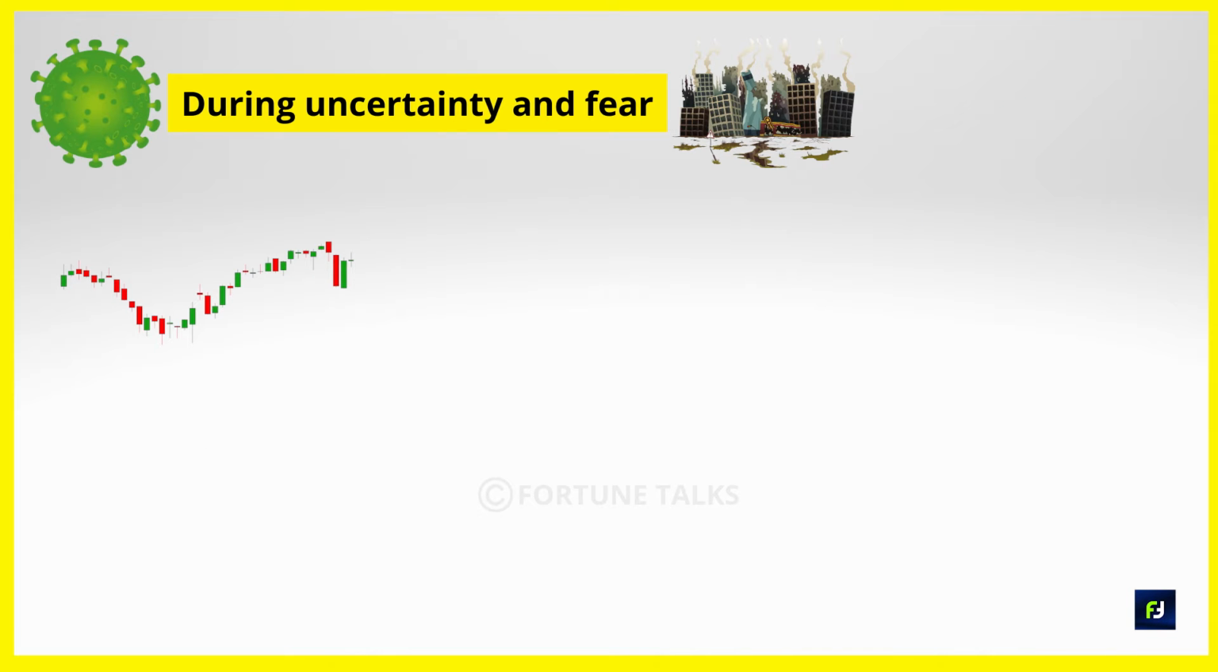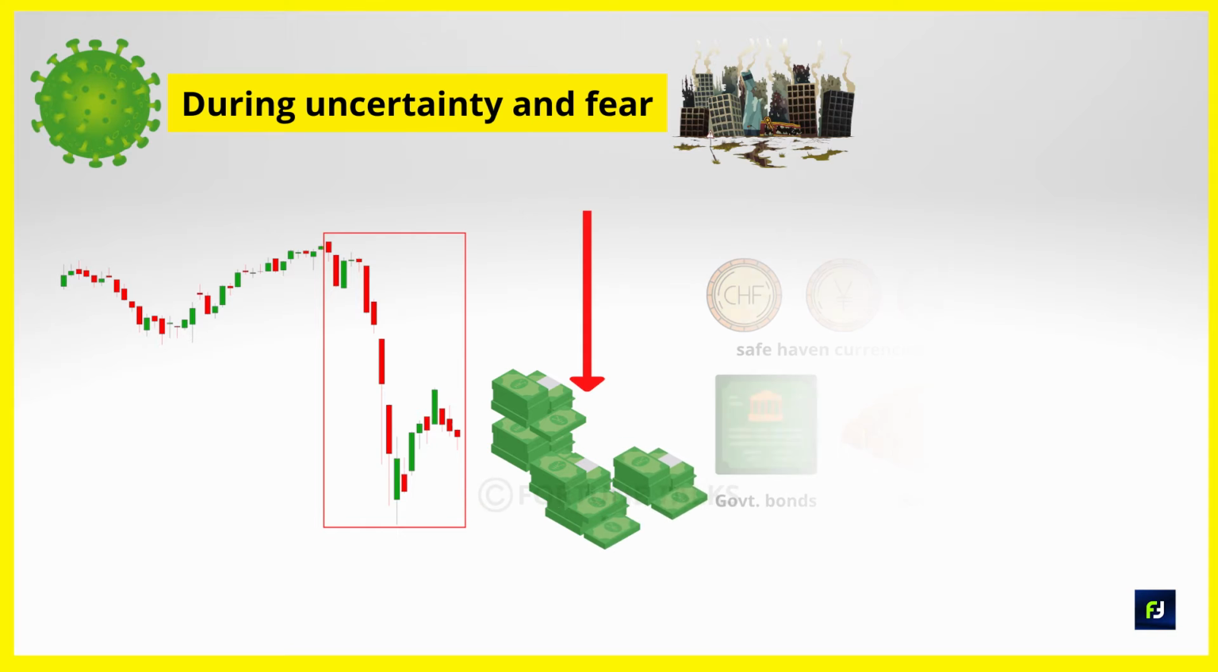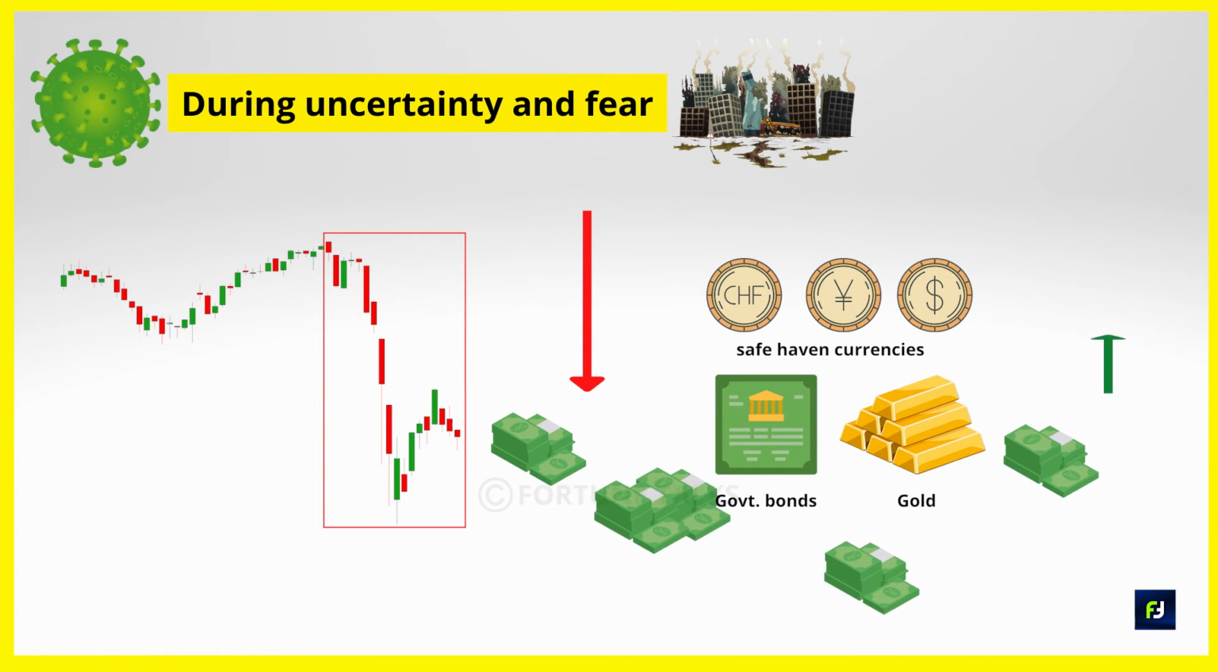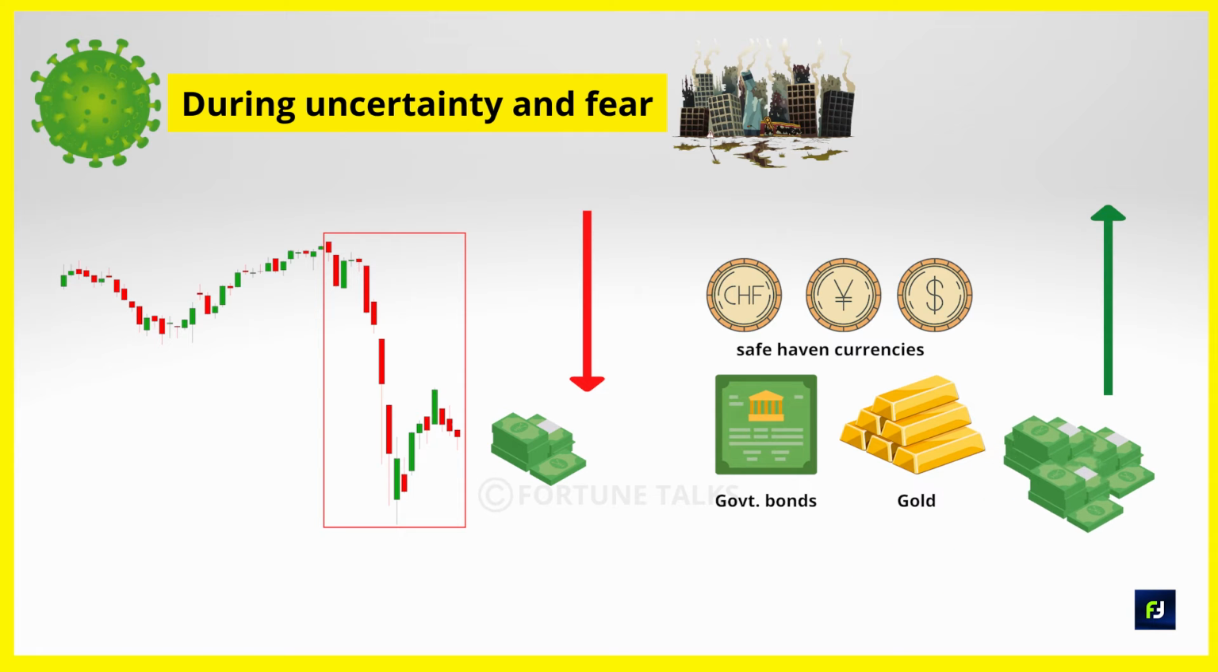For example, during times of uncertainty and fear, similar to the one with the Ukraine-Russia war, the investors will reduce their exposure in the equity markets and start buying safe haven currencies, or they turn to low-risk investment options like gold, government bonds, etc. to protect their investment. So in such a situation, the demand for these asset classes like gold and safe haven currencies will drive their prices even higher.